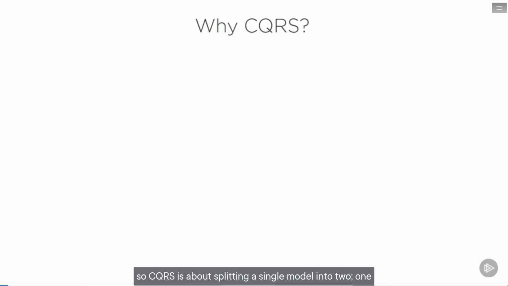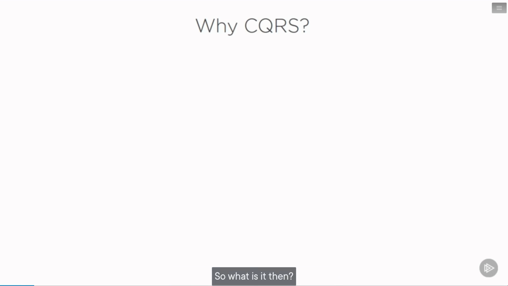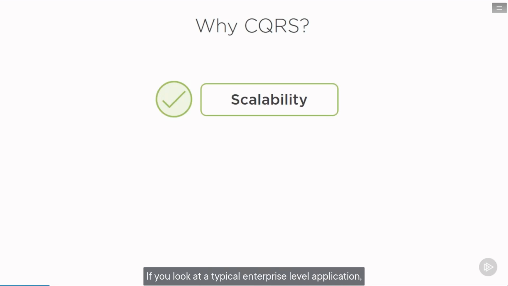Alright, so CQRS is about splitting a single model into two, one for reads and the other one for writes. But of course, this is not the end goal in and of itself. So what is it then? What are the benefits the CQRS pattern provides? First of all, it's scalability.